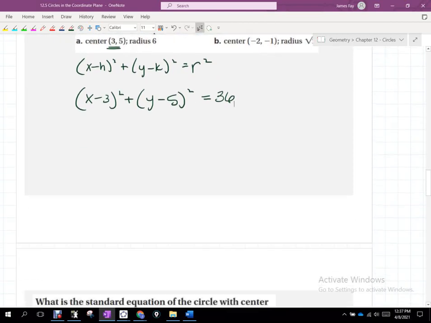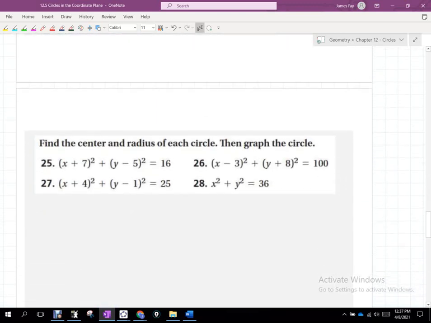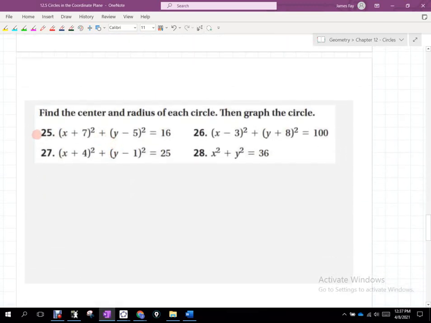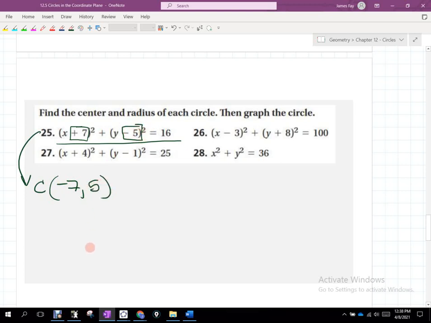They may ask you to do it in reverse. They might ask you to look at these and say, okay, if we look at number 25, what is the center for that circle? Okay, so the h and the k are either 7 and 5 or negative 7 and negative 5. We've got to figure that out, right? Okay, so your center is always the opposite of that number. So negative 7, and the opposite of that number would be positive 5, right?